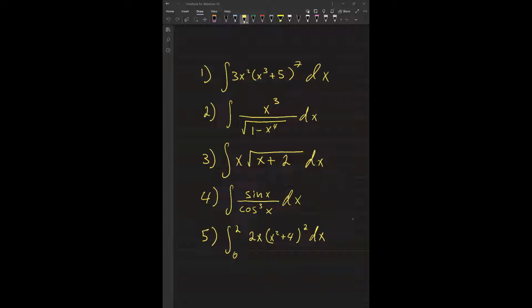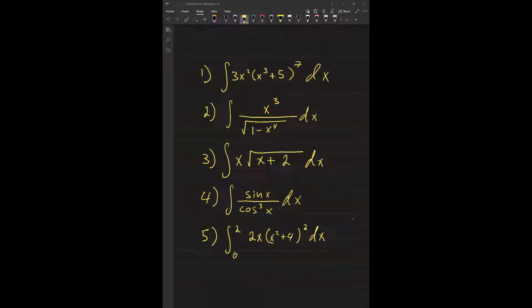Today I'm going to show you how to integrate with U-substitution. What is U-substitution? Well, sometimes you cannot integrate right away, and you have to change the integral to make it easier to integrate. So you have to clean it up a little bit by substituting with u. I'll show you how to do that, so let's take a look at a few examples.